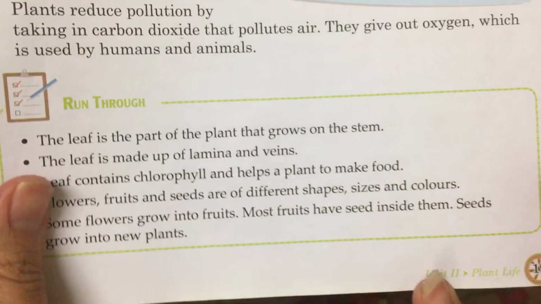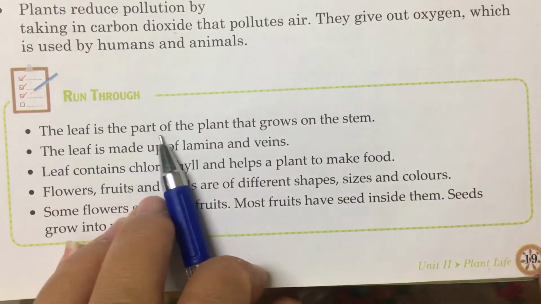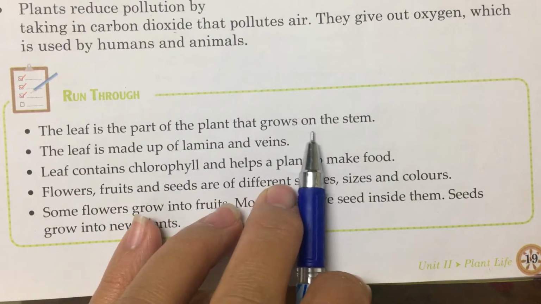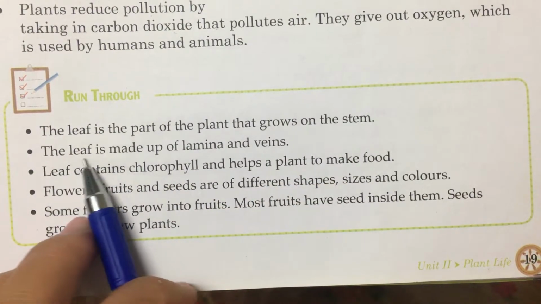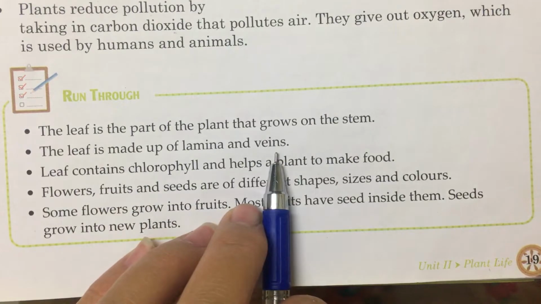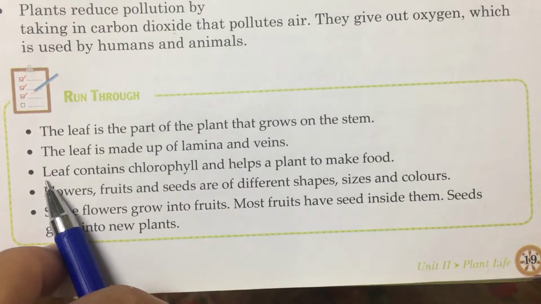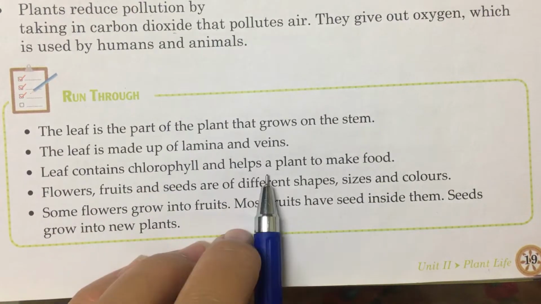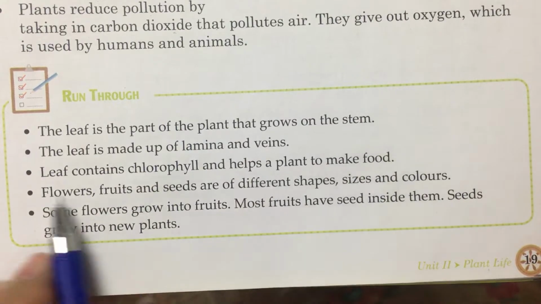And a quick run through. The leaf is the part of a plant that grows on the stem. The leaf is made up of lamina and veins. Leaf contains chlorophyll and helps a plant to make food.